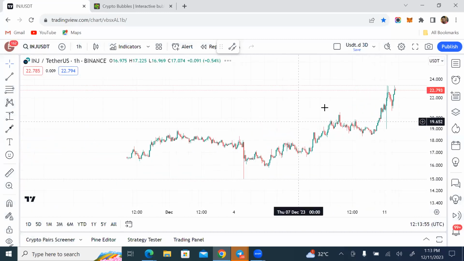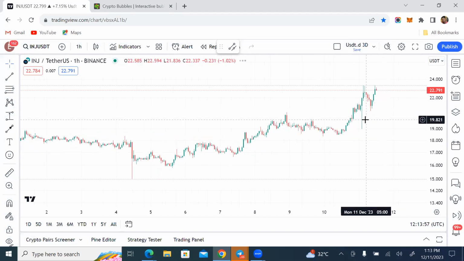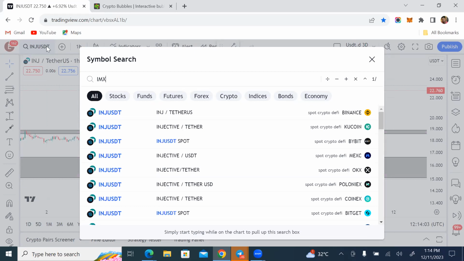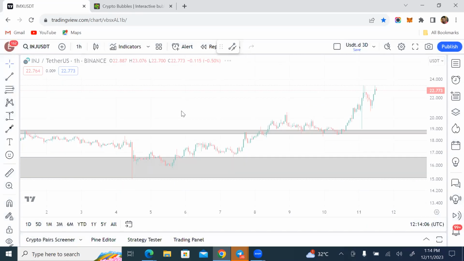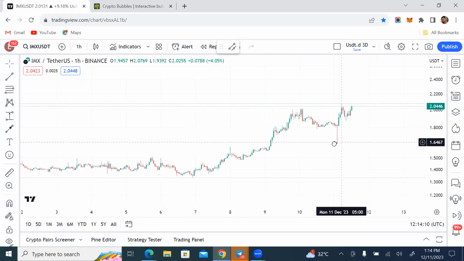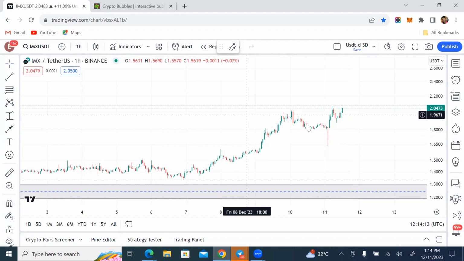Come here, see what the chart is doing first. Don't be in a hurry. Or you can just say IMX USDT. Try to look for a coin that is going to pump. Oh, this is nice. And see IMX is already doing its thing. Liquidity has been taken out. So we're going to mark the range high.